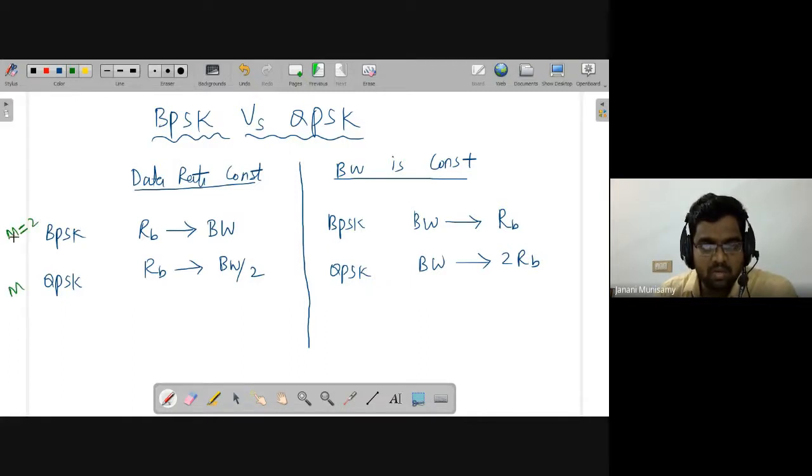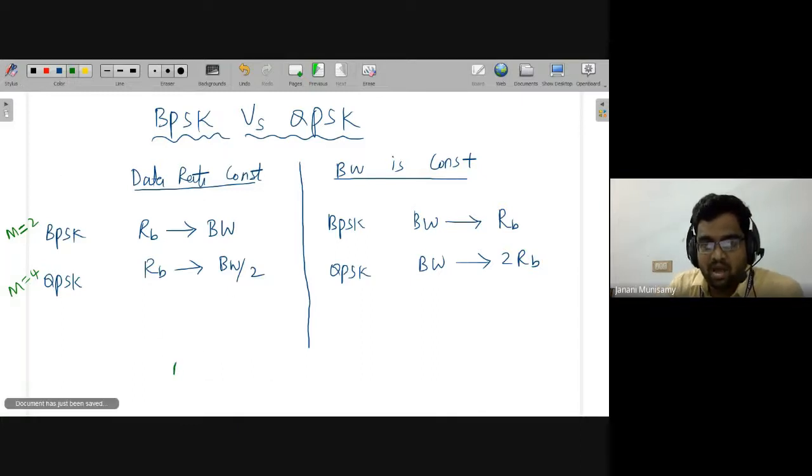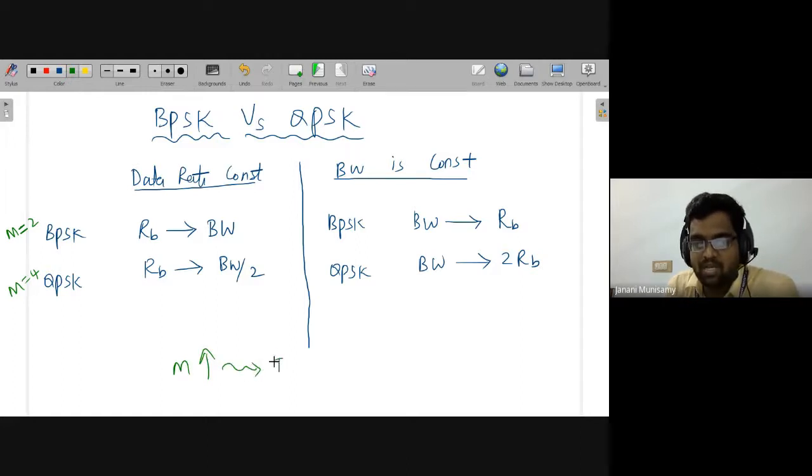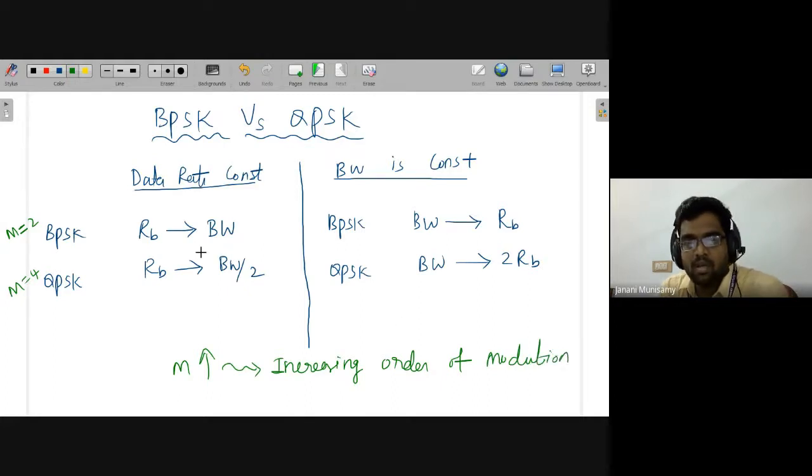In case of BPSK, I am having 2 symbols. Symbols we usually denote by capital M. In case of QPSK, I am having 4 symbols. So when I am increasing M, it means I am increasing the order of modulation, or higher order modulation. So once I go for higher order modulation, either I'm getting advantage in terms of bandwidth if data rate is fixed, or otherwise I'm getting advantage in terms of data rate if bandwidth is fixed. Any one way.